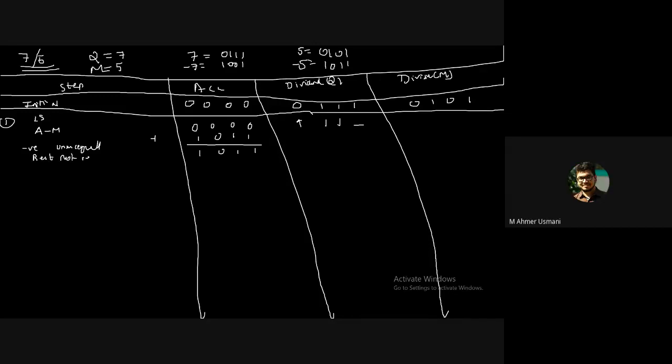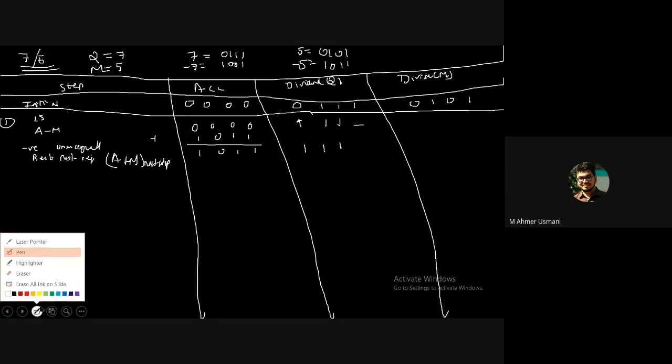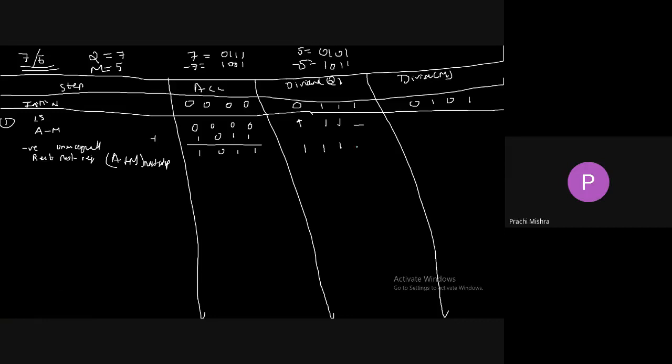But in the next step, what are you going to do? Instead of A minus M, you will be doing A plus M. So next step, perform A plus M. Is that clear? Yes, sir. And what will the quotient bit be? What will come in the vacant place? Since it is unsuccessful, it will be 0. So this is your step number 1.